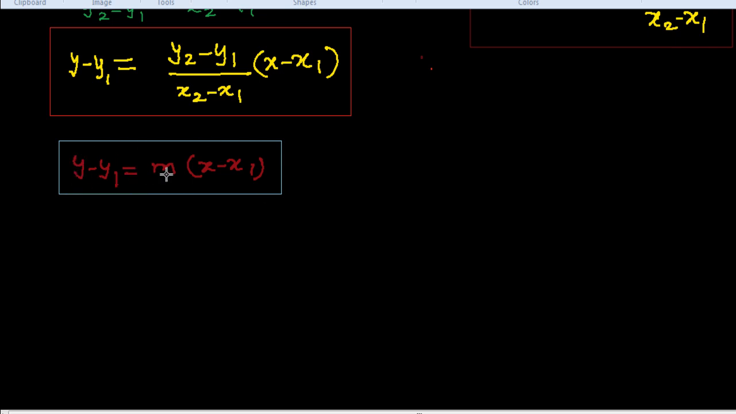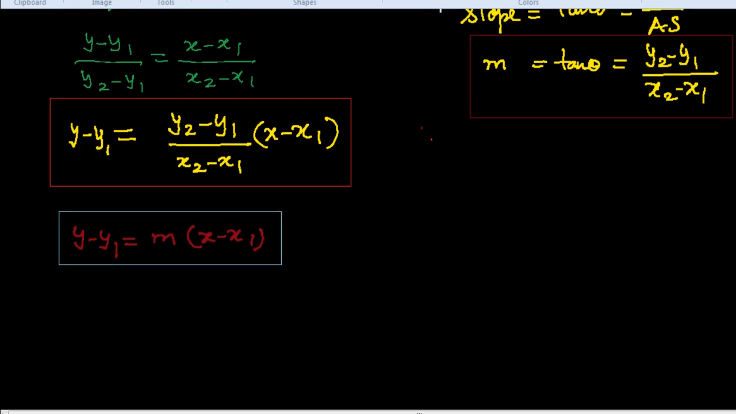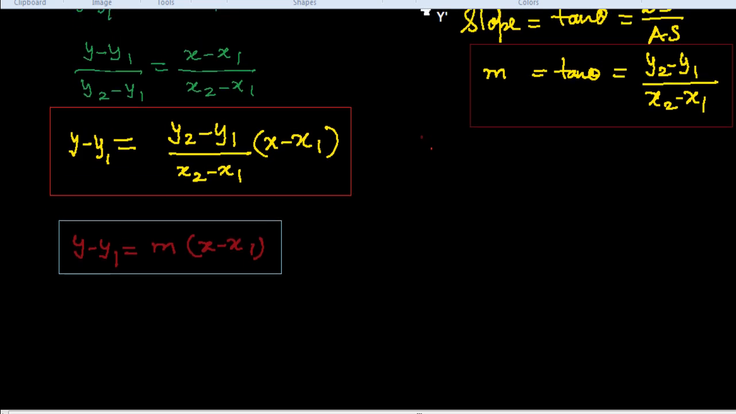y minus y1 is equal to m into x minus x1, because we have seen here m is equal to y2 minus y1 over x2 minus x1. We have put that in place of m. So if the slope is given and one point's coordinates are given, then you could easily find out the equation of the straight line.